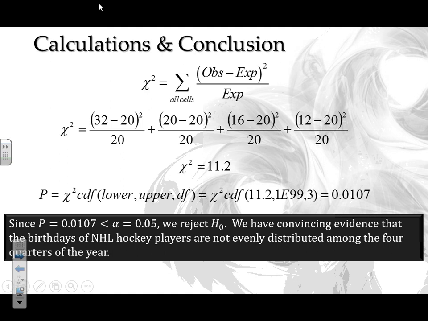If our p-value had been larger than 0.05, we would fail to reject the null, so we would say there is no evidence to suggest that the birthdays are different within the different quarters, or that they are not evenly distributed among the different quarters. So we either find convincing evidence for the alternative, or we don't find convincing evidence for the alternative. Okay with that? Okay.